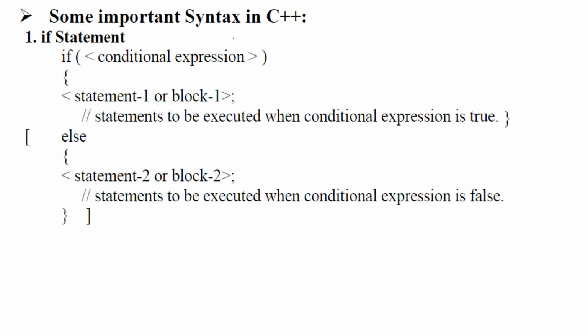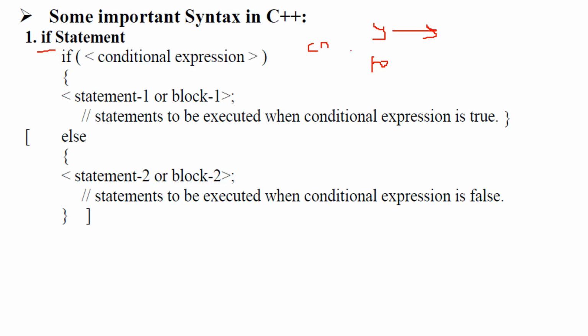There are some important syntax in C++ that you will come across. That is the if statement. If means if something happens, then what to do, and if something doesn't happen, then what to do. So both ways. If it is yes, where to go; if it is no, there is a certain condition.